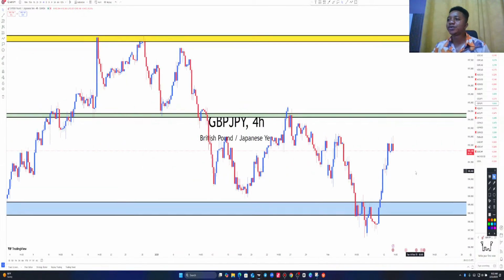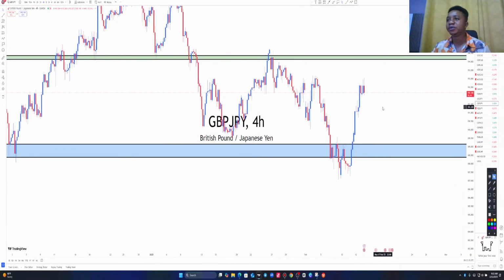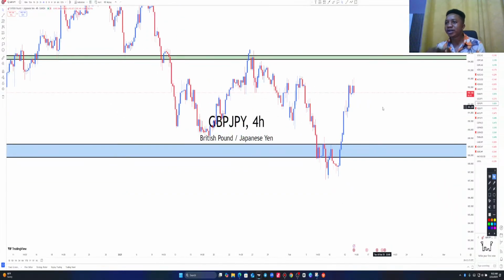Okay, so this is the higher time frame structure on GBP JPY. Look at it very carefully. Now, if you look at GBP JPY, it made a push all the way to the upside. We haven't seen any form of exhaustion yet before price continues to move all the way up.